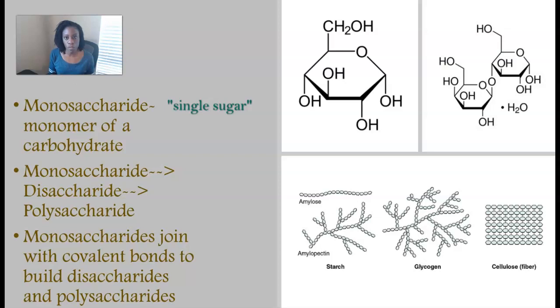They join with covalent bonds. I also have a video about covalent bonds, and I'll include that link below as well. The reaction that brings 2 monosaccharides together with a covalent bond is called a dehydration synthesis reaction, and I talk about that in my macromolecules video.